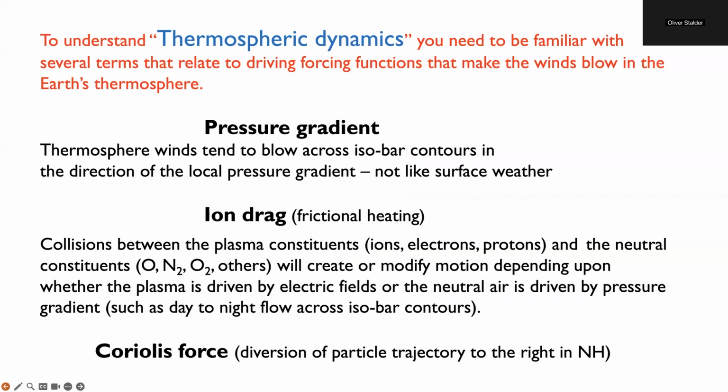So to understand thermosphere dynamics, there are several terms that we need to be familiar with. Pressure gradient is obvious enough, and thermospheric winds tend to blow across the isobar contours. In other words, in the direction of the pressure gradient. This is unlike the surface weather where you tend to have a flow around a low or around a high. In the thermosphere, the flow goes across the isobar contour following the local pressure gradient. Then you have the ion drag, frictional heating, and this is a result of the collision between the neutral constituent and the plasma constituent. The Coriolis force is important for high latitudes, but not for low latitudes.